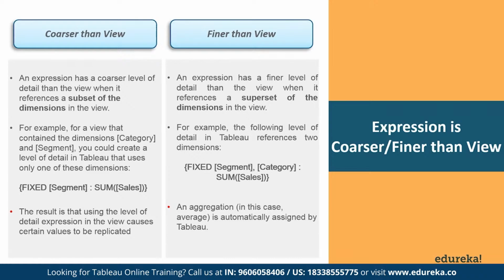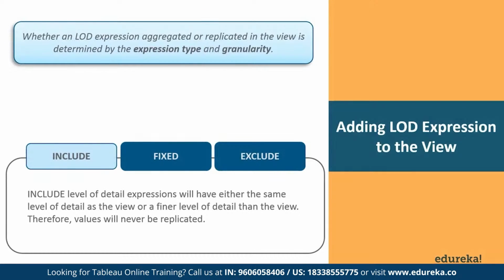For example, the following level of detail expression references two dimensions. When this expression is used in a view that has only segment as its level of detail, the values must be aggregated. Here is what you would see if you drag the expression to a shelf. An aggregation, in this case average, is automatically assigned by Tableau, but you can always change the aggregation if you need to. Now, adding an LOD expression to the view.